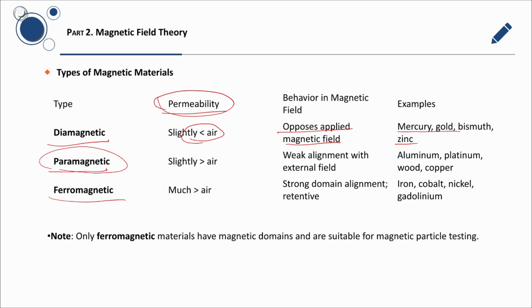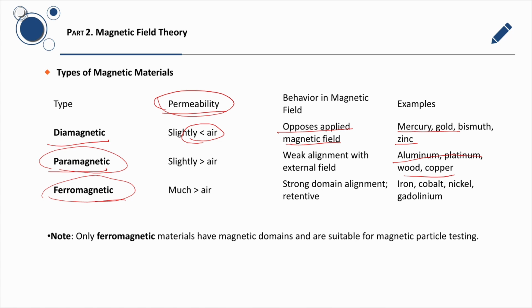Exhibit very weak magnetism only in presence of an external field. Example, aluminium, platinum, wood and copper. Next, ferromagnetic materials. These are the superstar for us in MT.